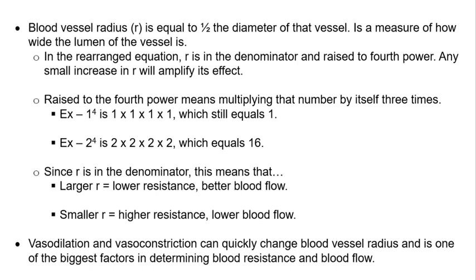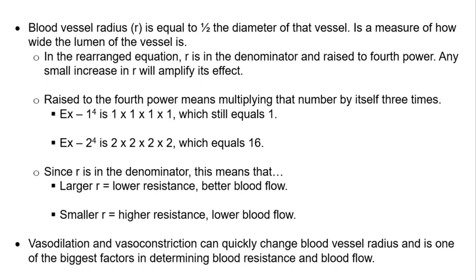So raised to the 4th power means multiplying that number by itself 3 times. So for example, 1 to the 4th power is 1 times 1 times 1 times 1, which still equals 1. Meanwhile, 2 to the 4th power is 2 times 2 times 2 times 2, which is equal to 16. Since r is in the denominator of Poiseuille's rearranged equation for resistance, this means that a larger radius will create a lower resistance and better blood flow, and a smaller radius will create higher resistance and lower blood flow.